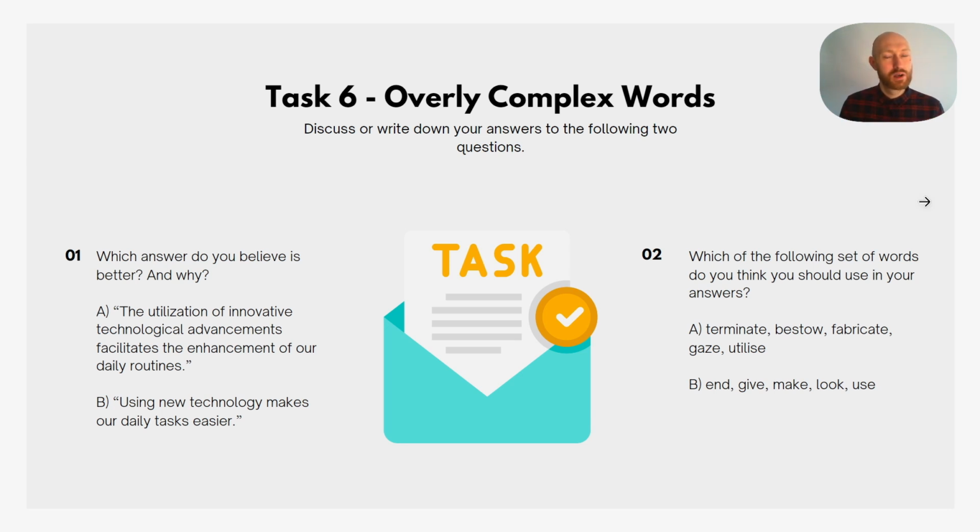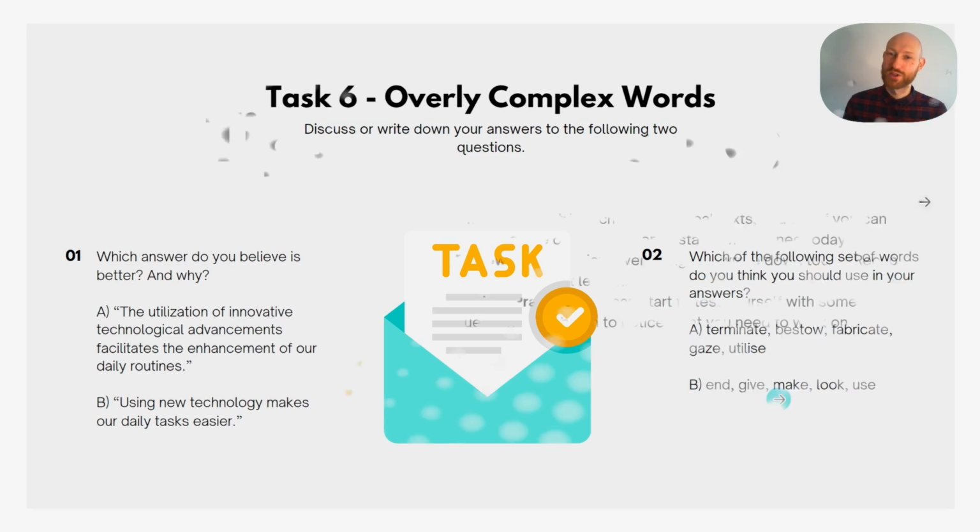Just remember what I said earlier about repeating vocabulary. It's important you have a wide range of vocabulary, so you don't use these words over and over again, but that doesn't mean you can't use them. Just don't repeat them too much.